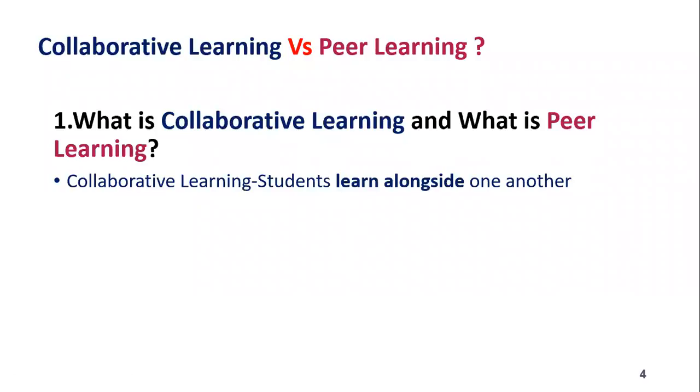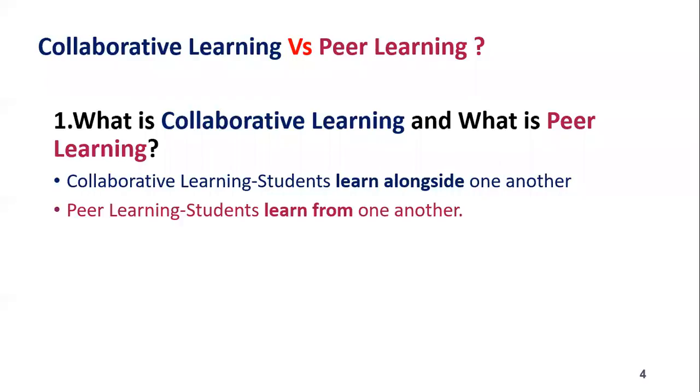When it comes to collaborative learning, students learn alongside one another. When it comes to peer learning, students learn from one another. So that is the basic definition of collaborative learning and peer learning. Actually, there are other definitions for peer learning, so we are going to have a look later. Yes, better to share ideas, that's good, right? Okay, so this is the simplest way of expressing collaborative learning and peer learning, right?